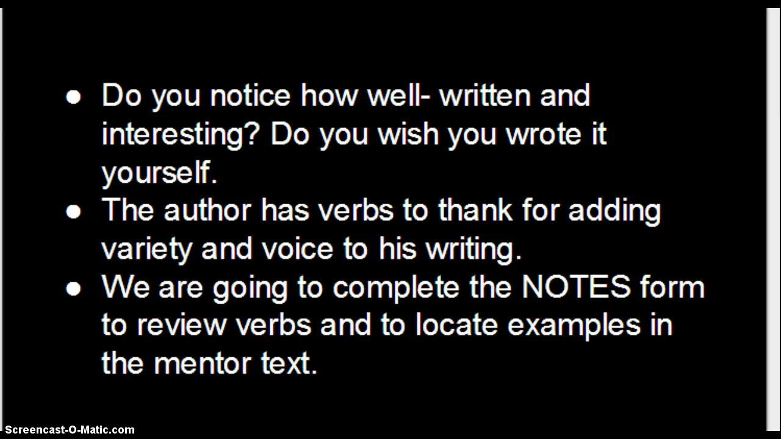Did you notice how well written and interesting this text was? Don't you wish you wrote it yourself? The author has verbs to thank for adding variety and voice to his writing. We are going to complete the notes form to review verbs and to locate examples within the mentor text.